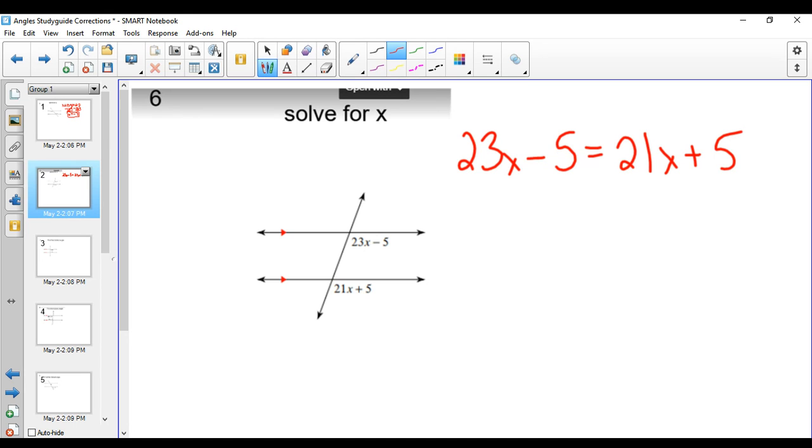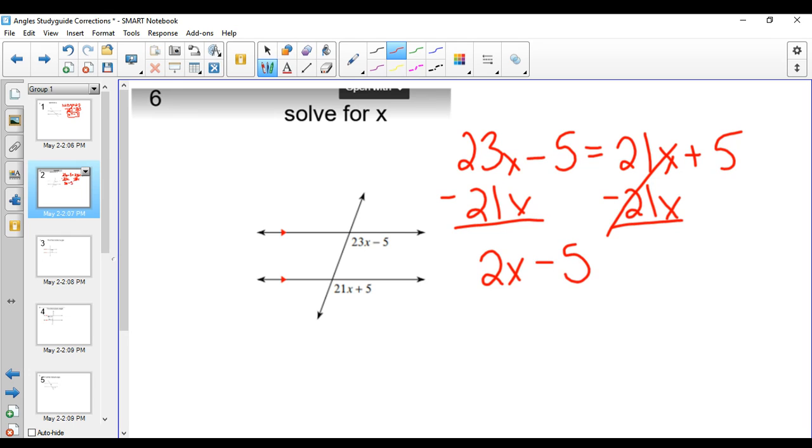So technically we could subtract the 23x from both sides or the 21x from both sides. I would prefer to not get negative numbers, so for that reason I'm going to choose to subtract the 21x from both sides. So I'm subtracting the smaller number. That's going to leave us with 2x minus 5 equals 5.